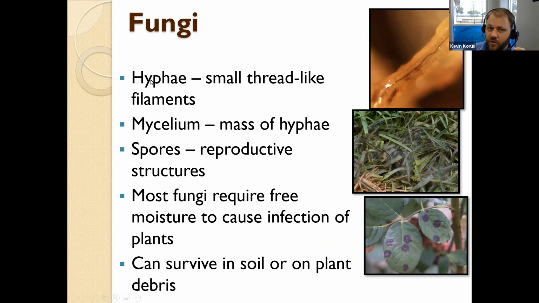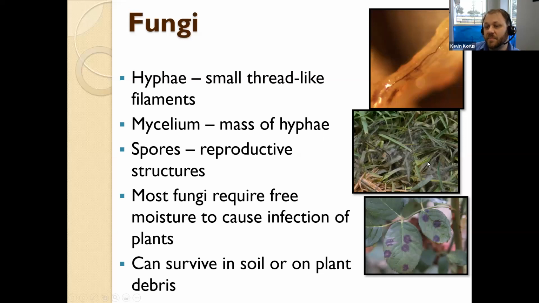So as I mentioned, fungi grow via hyphae, which are these small thread-like filaments. If we look at this top right-hand picture, that is the root of a grass. I believe that's a Kentucky bluegrass. And in the middle, you'll see a dark line running up and down it. That's Magnaporthe, a fungal hyphae that is running along that root, invaginating into that root and sucking up the cellular contents. So that is a pathogenic fungal hyphae from Magnaporthe, which causes take-all patch in turf.